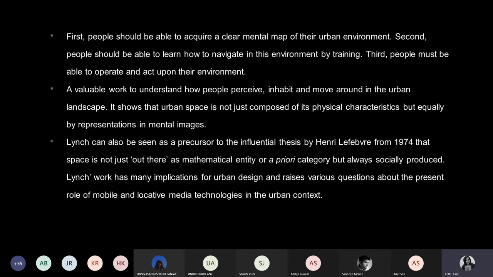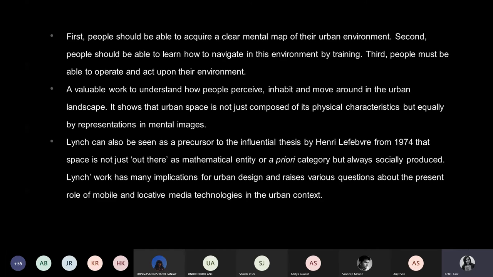So first, people should be able to acquire a clear mental map of their urban environment. That is necessary when you're talking about this method. And people should be able to learn how to navigate in this environment by training. And third, they must be able to operate and act upon their own environment. So it's a valuable work to understand how people perceive, inhabit, and move around in the urban landscape. It shows that urban space is not just composed of its physical characteristics, but equally by representations and mental images, right?